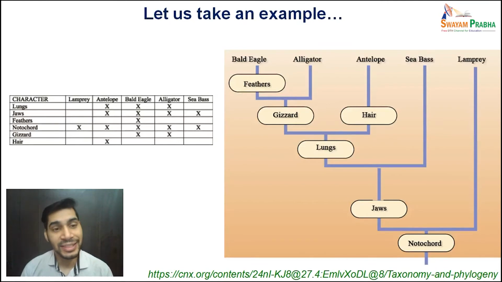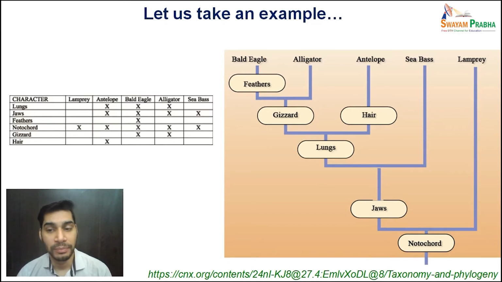Now taking this example of characters and organisms, we can create their relationships like this tree. For example, let us start with the most ancestral character. That means the character which is present in all the organisms. Here if you see the notochord, which is present in all the organisms, so probably the ancestor had this notochord from where the bifurcation started.